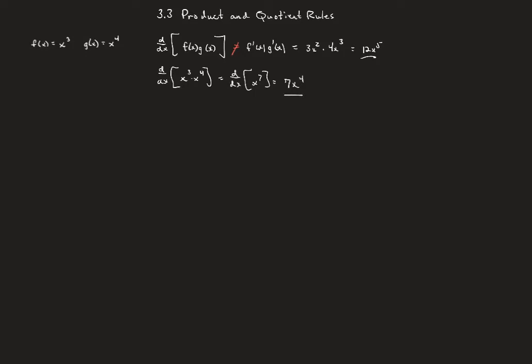So, surprisingly enough, it turns out that what we do for the derivative of the product of a function f of x times another function g of x is the first, f of x, times the derivative of the second, plus the second times the derivative of the first.